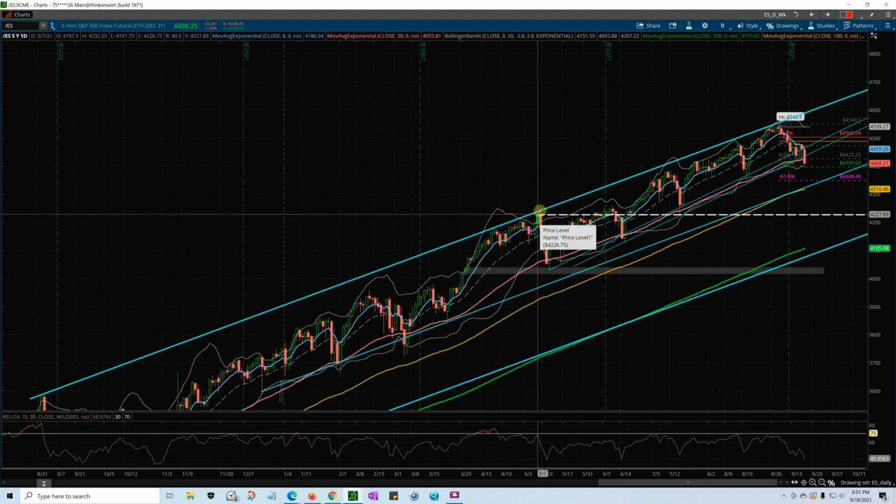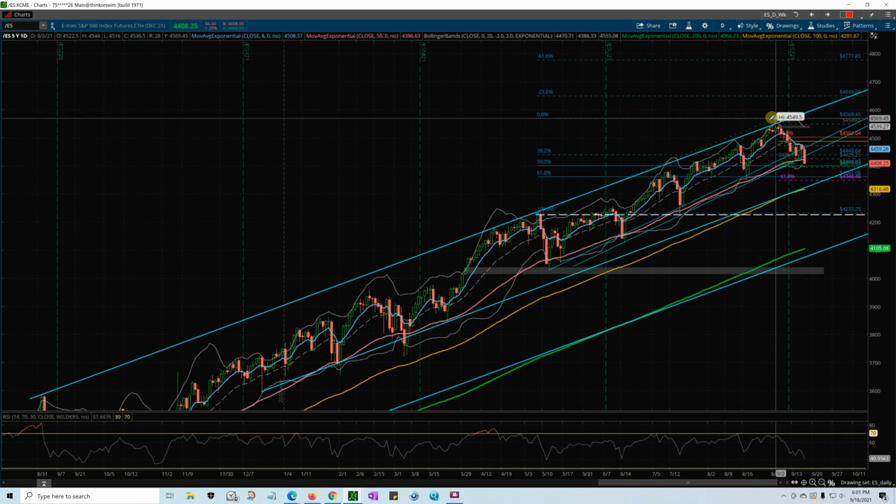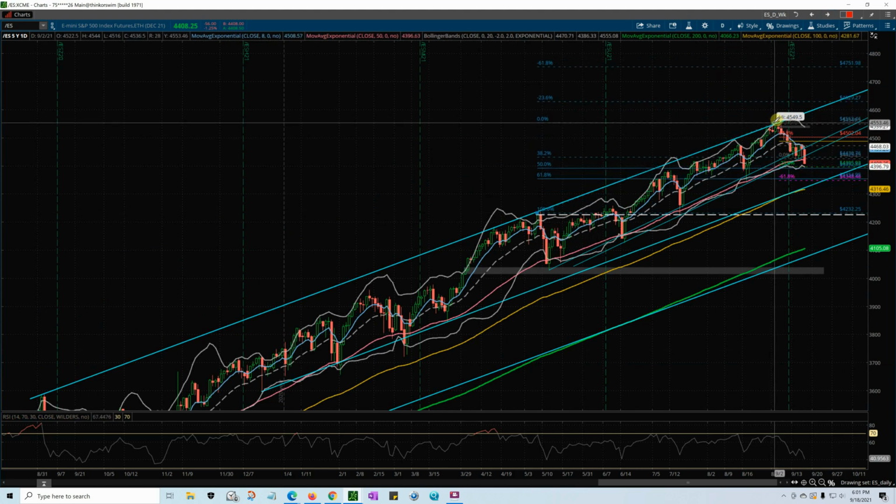Anyway, I'm not going to go through the series again, but the last extension was drawn from the May high here, and that was 32.25 to highs 49.5.